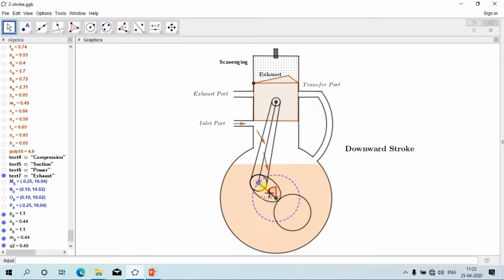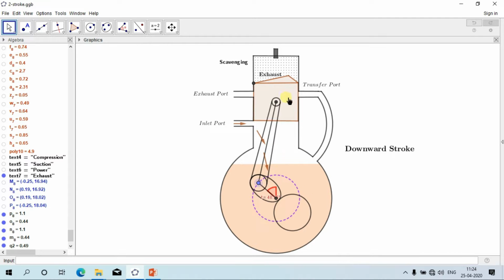Good morning all. Today we are going to learn how a two-stroke engine works. So this is the block diagram of a two-stroke engine. So let's first have a look at the construction of a two-stroke engine.